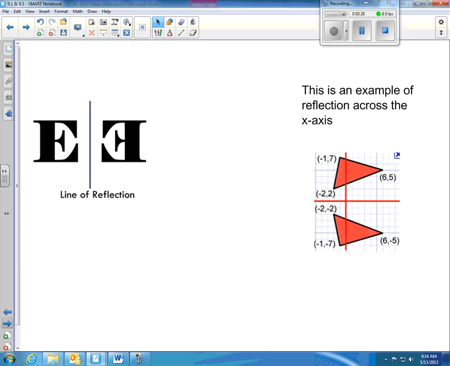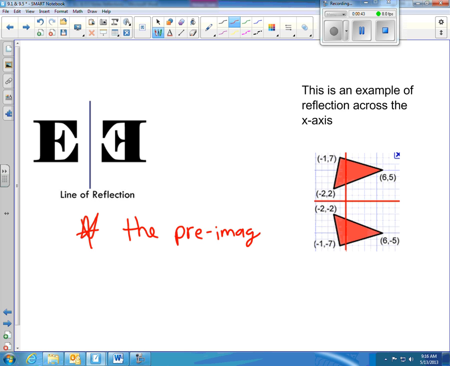Line of reflection is just the line, and then we take the image and we reflect it over it. So we have on the left side a line of reflection just with an image, and on the right side we actually have a reflection across the x-axis with our coordinate plane. One thing to remember is that the pre-image, and we'll talk about that in a minute, and image are the same distance from the line of reflection.